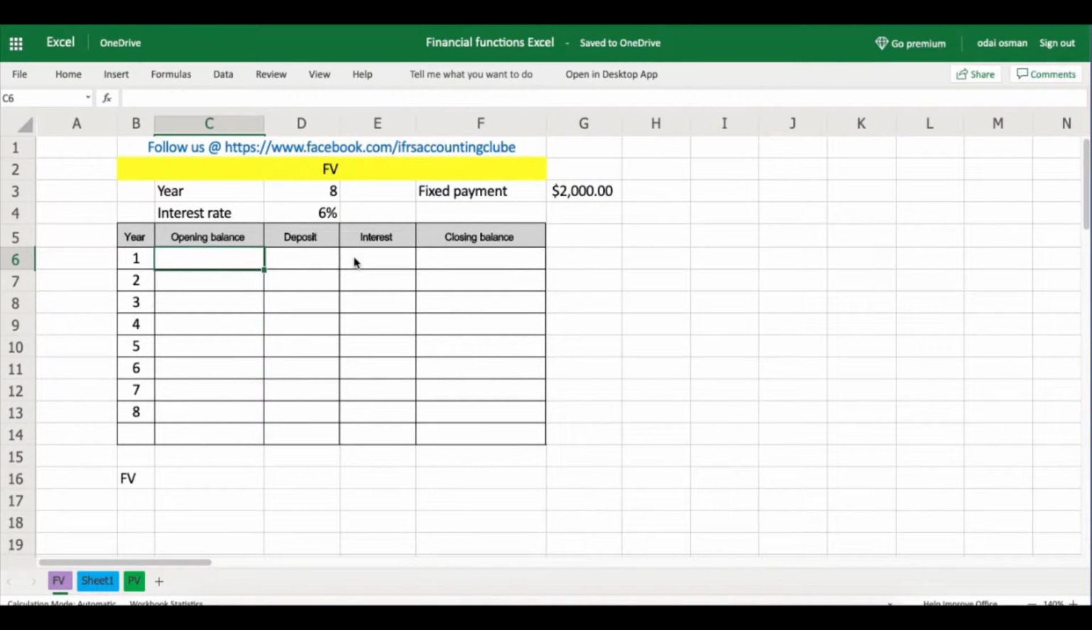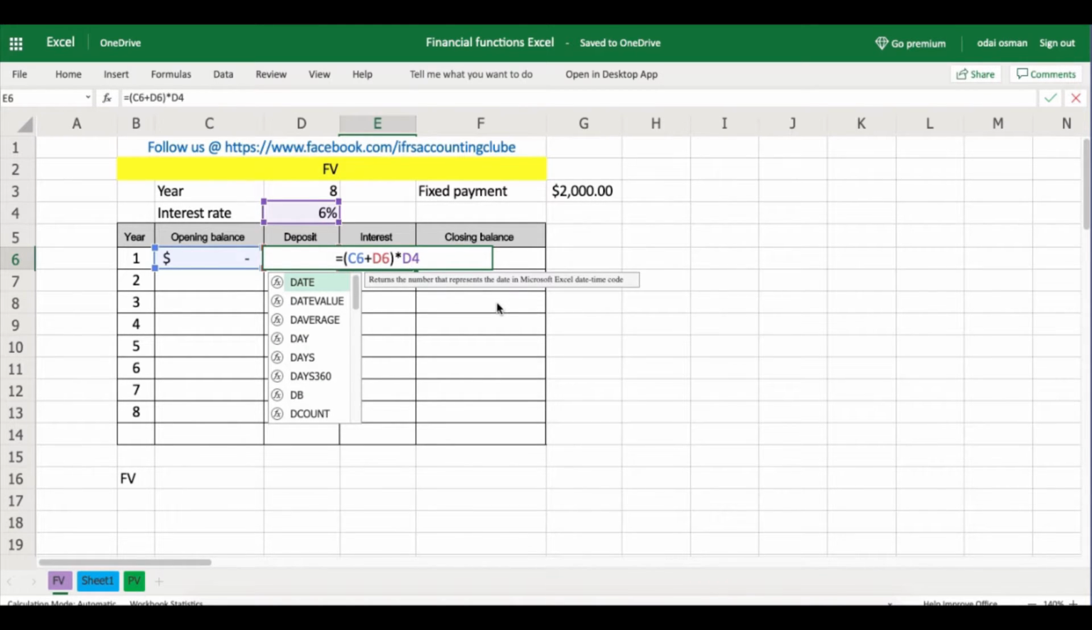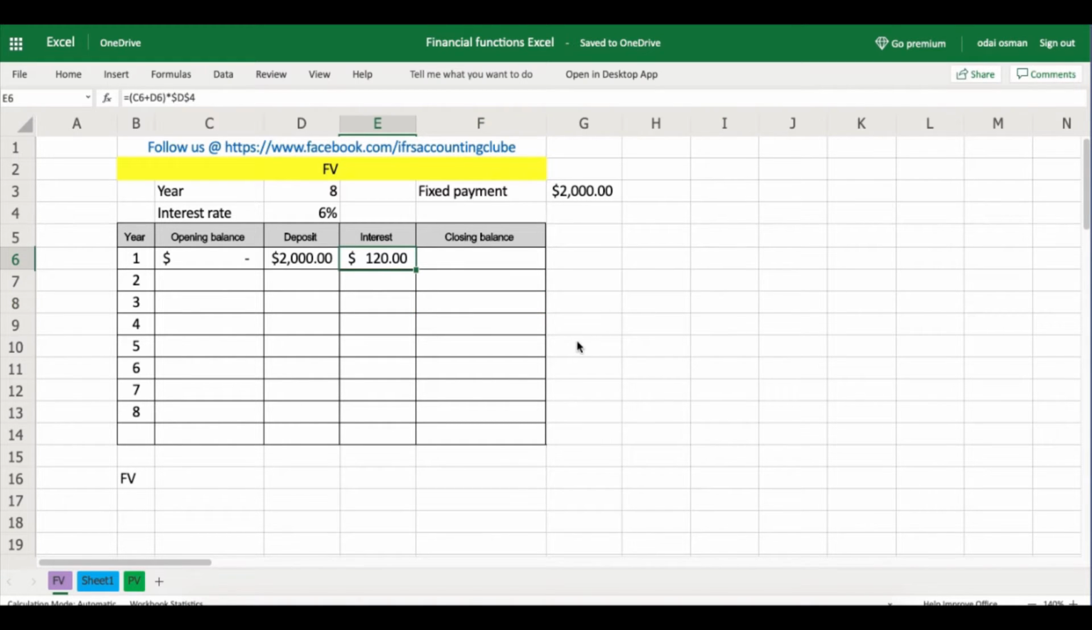So in the year column we do have 8 years, year 1, year 2, and drag down the column. Opening balance, in the first year the opening balance would be 0. The deposit amount is $2,000. The interest is calculated as equal, open the bracket, opening balance plus deposit or fixed payment, close the bracket, times the interest rate. We need to use the dollar sign to apply the formula for all years, and hit enter.